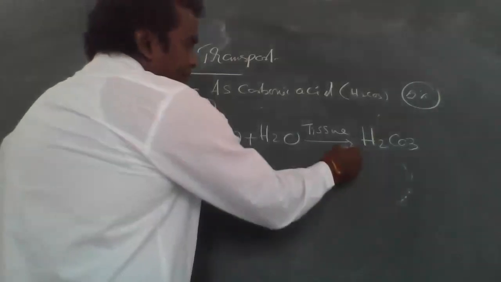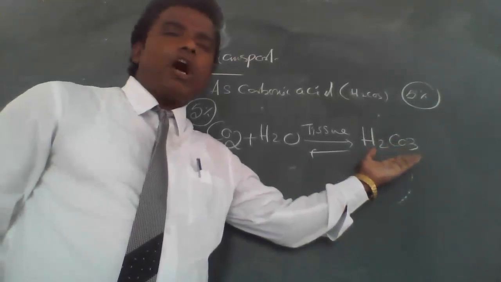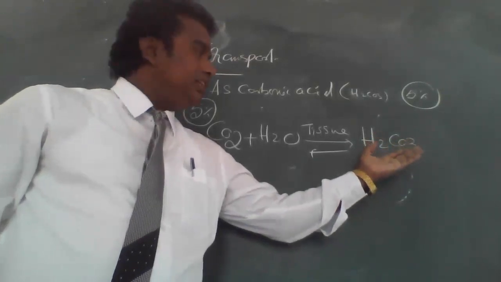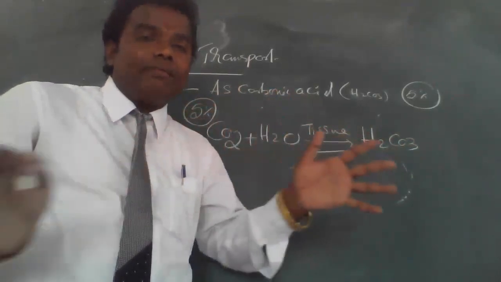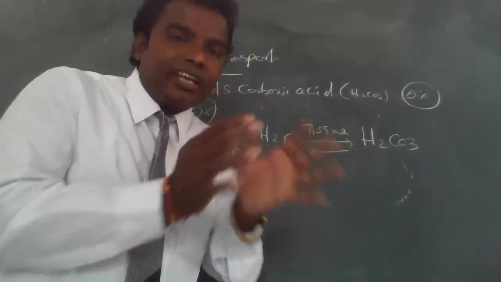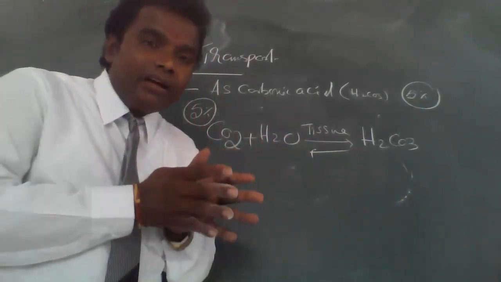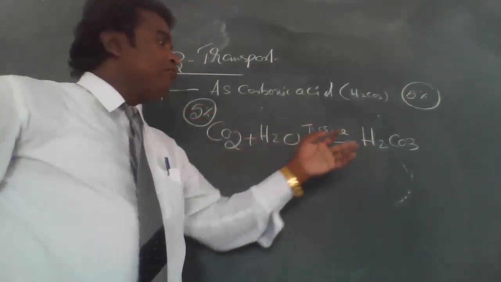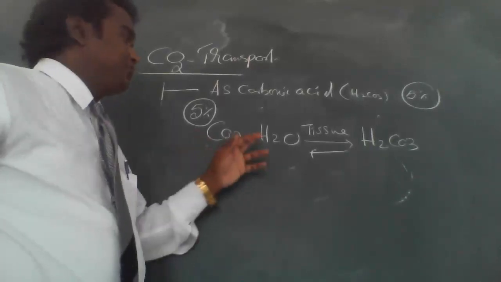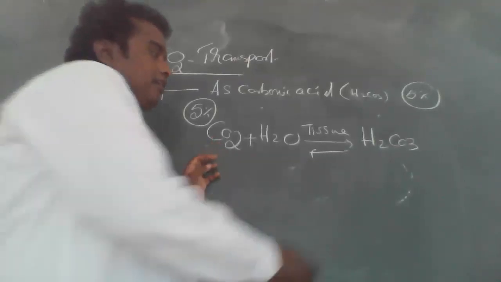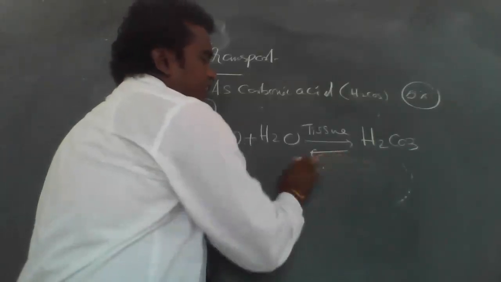Next, the same reaction, whereas in the lungs, this carbonic acid is not stable. Immediately it is converted, immediately ionized. So H2CO3 is dissociated into water and carbon dioxide. Where does it take place? Sorry, not in the tissue, in the lungs.